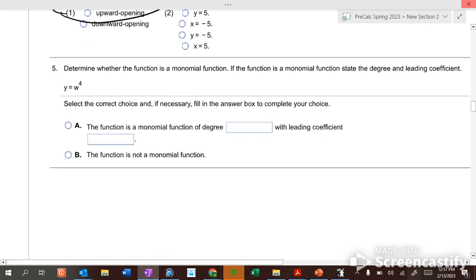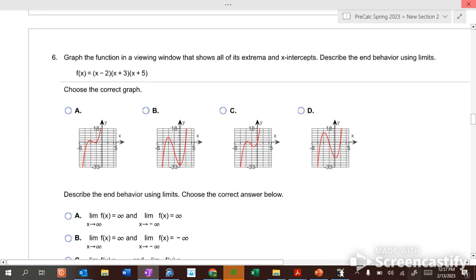Determine whether the function is a monomial function. If it is, what's the degree and leading coefficient? A monomial function only has one term. Does that just have one term? Yeah, it has a degree of, and a leading coefficient of 1.